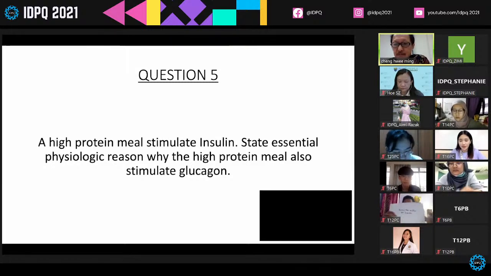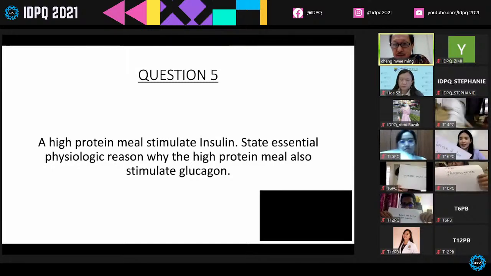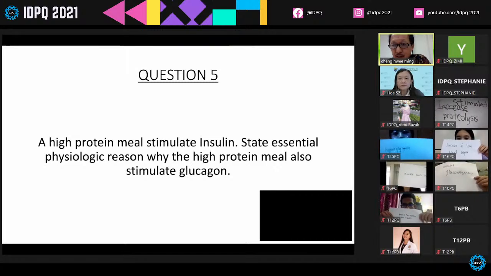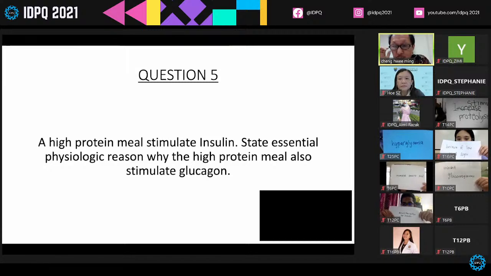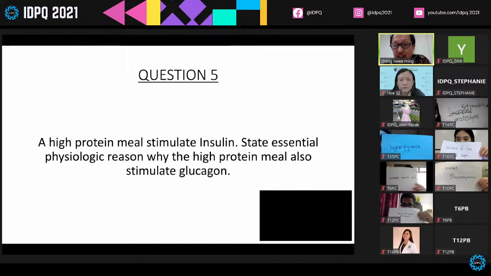Okay, time's up. Show your answer. Okay, keep your answer up while I just say a few words about what is expected. The reason is because the glucagon, which is hyperglycemic, will counteract the hypoglycemic action of insulin. You're taking a protein meal. So the answer is to prevent a secondary hypoglycemia. Okay, so keep your answer up.